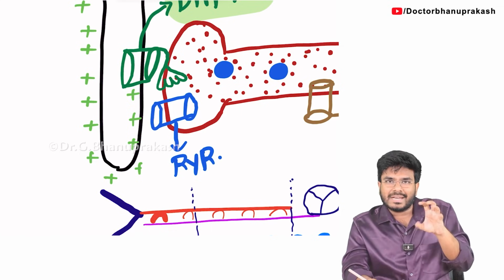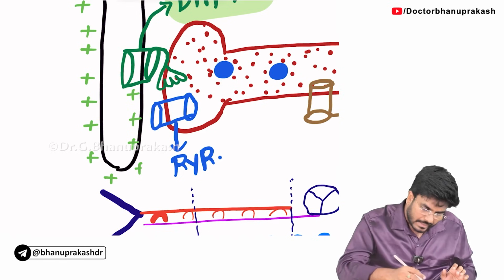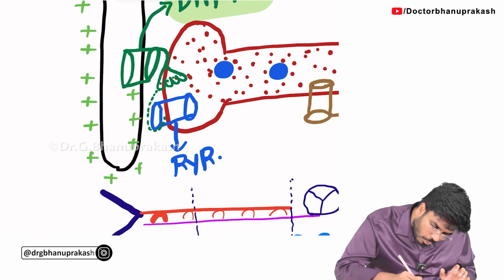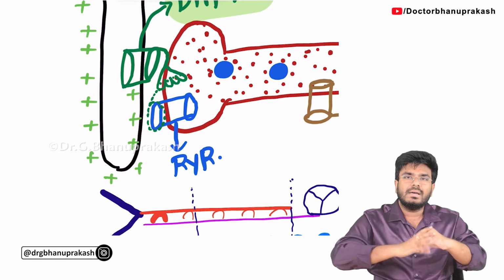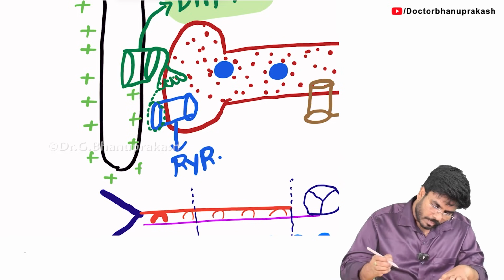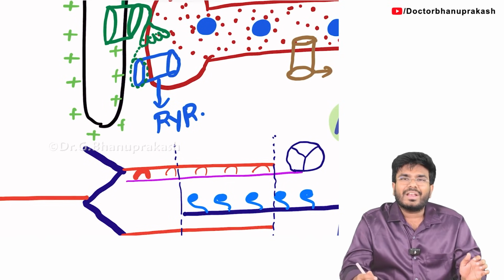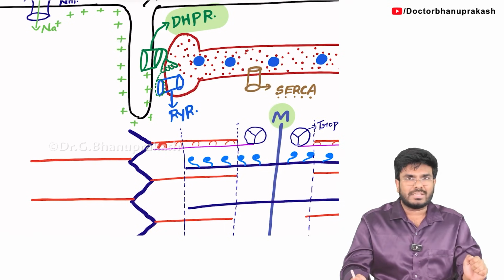Whenever this DHPR channel is activated, with this hand, mechanically, the word is important, mechanically, the DHPR channel will come and open the RyR channel. So now, for the first time, this RyR channel is opened. Now tell me, this event is called what?